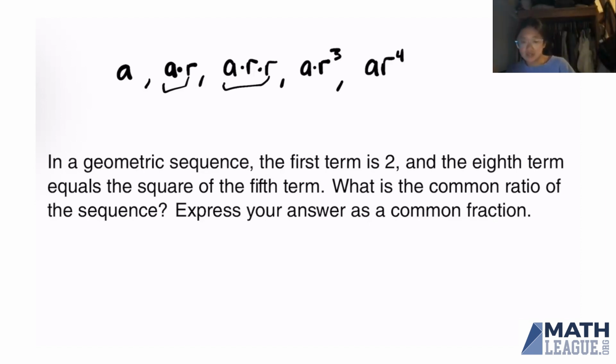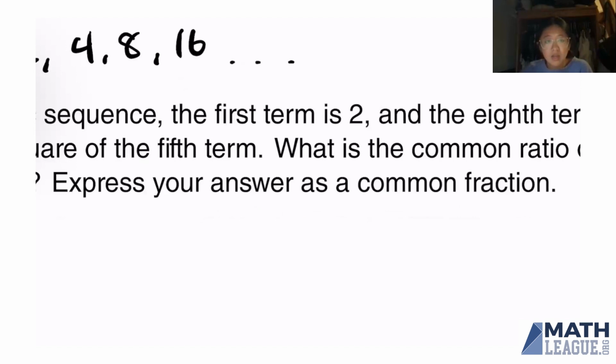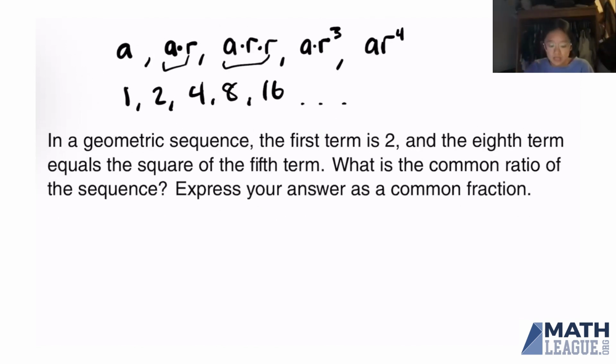That's a geometric sequence. One example is 1, 2, 4, 8, 16, and so on. This is a geometric sequence because every single number is 2 times the number before it. So in this case, what's the common ratio? r equals 2, because every single number is 2 times the previous number.